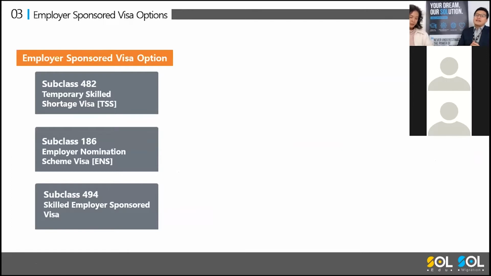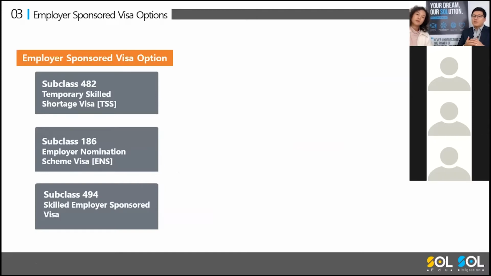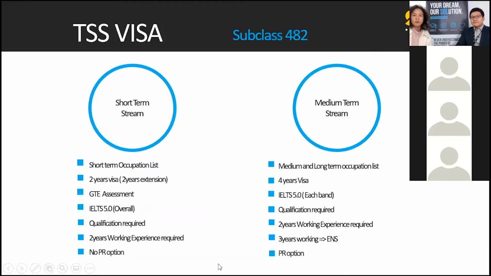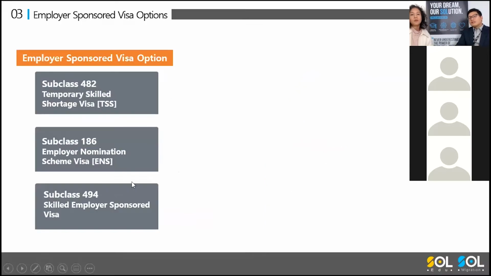Okay. Yes. So again, there are 3 different visa subclasses: the 482 Temporary Skill Shortage visa, the 186 Employer Nomination Scheme visa, and the 494 Skilled Employer Sponsored visa. But I will just focus on the 482 today, because this is the main visa you have to target. For the skilled visa, if you prepare one visa, then you can target all the visas at the same time. But for the employer sponsor visa, the requirements are quite different. So I will explain the 482.